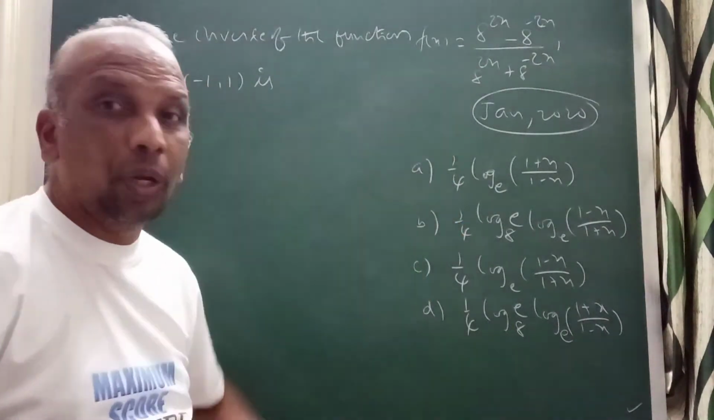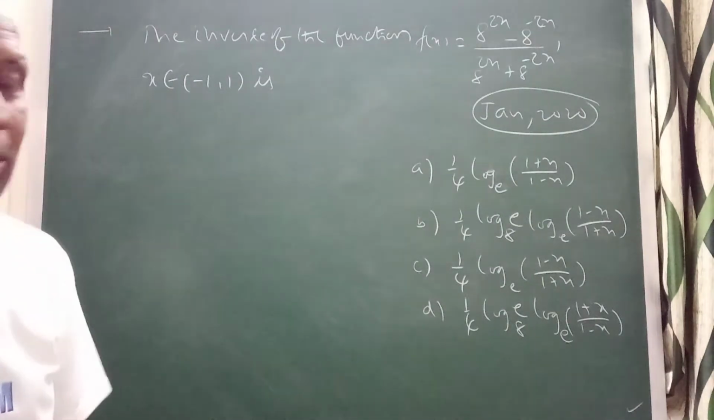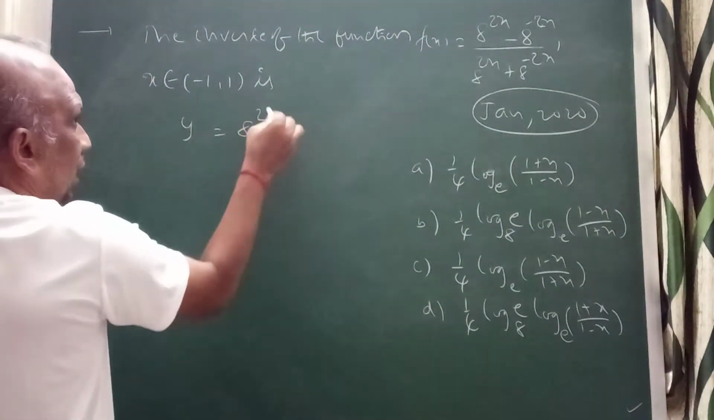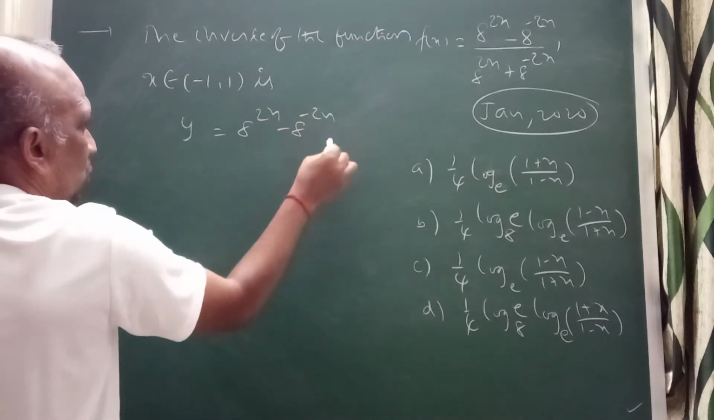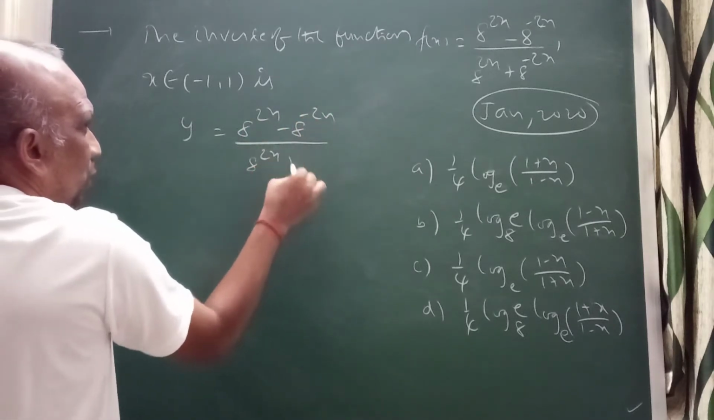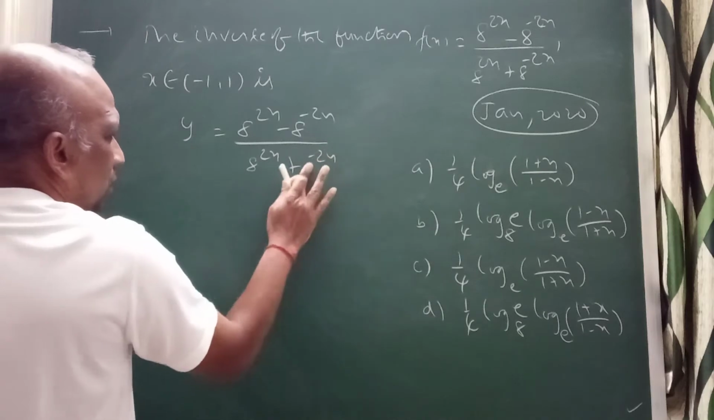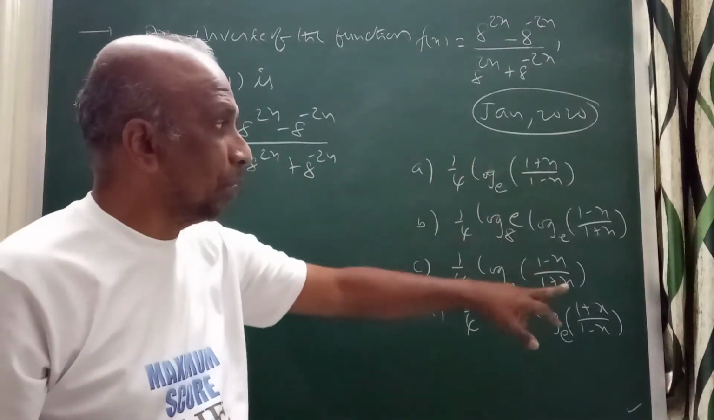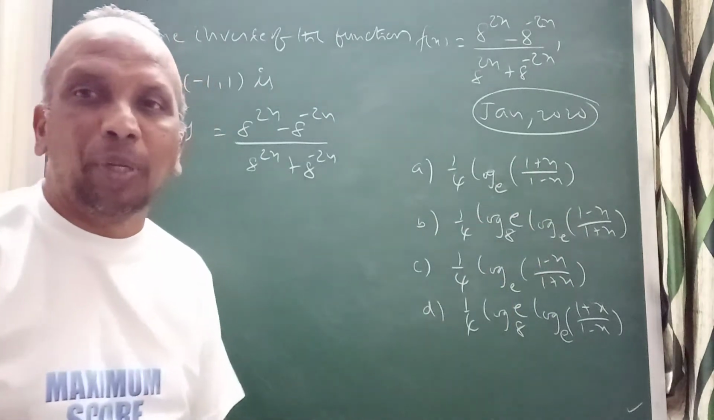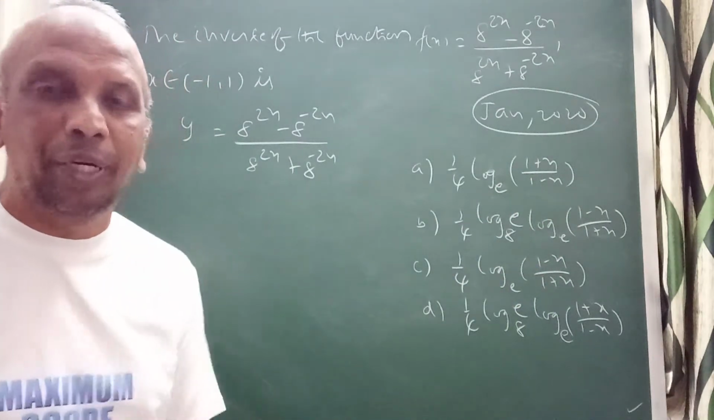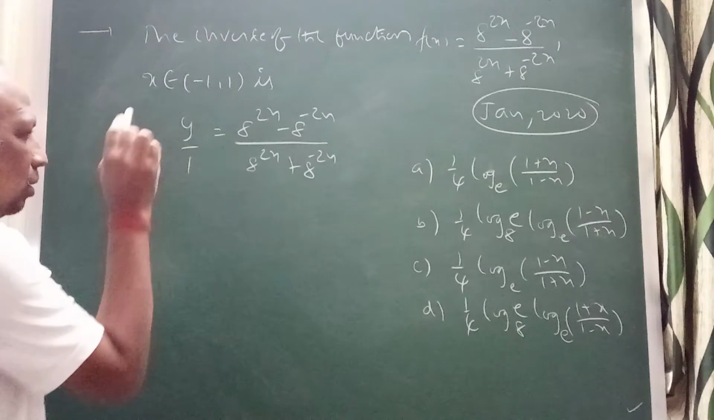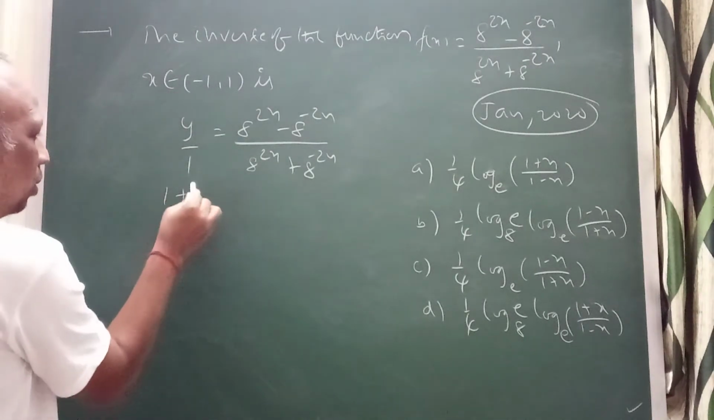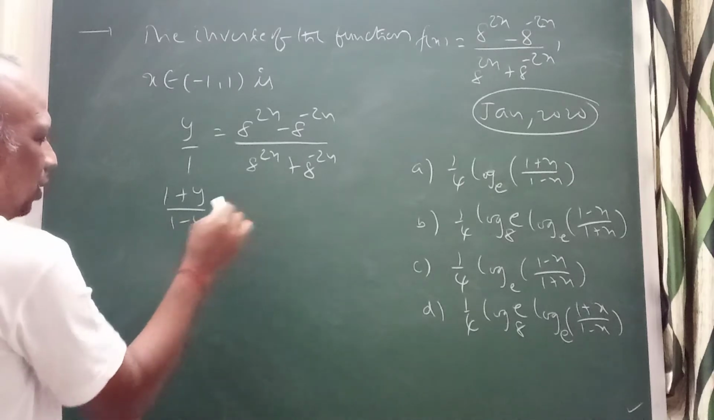They have given 4 options and they are asking to find the inverse of this. Let f of x is y is equal to 8 power 2x minus 8 power minus 2x by 8 power 2x plus 8 power minus 2x. So you can observe all the terms are of the form 1 plus x by 1 minus x or 1 minus x by 1 plus x. Apply componendo dividendo. It will be y by 1.